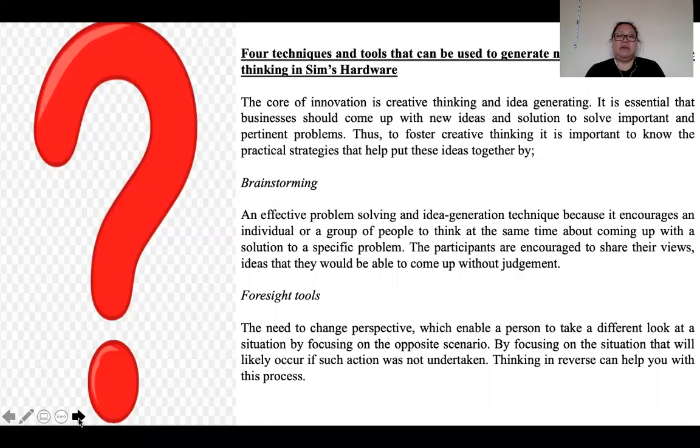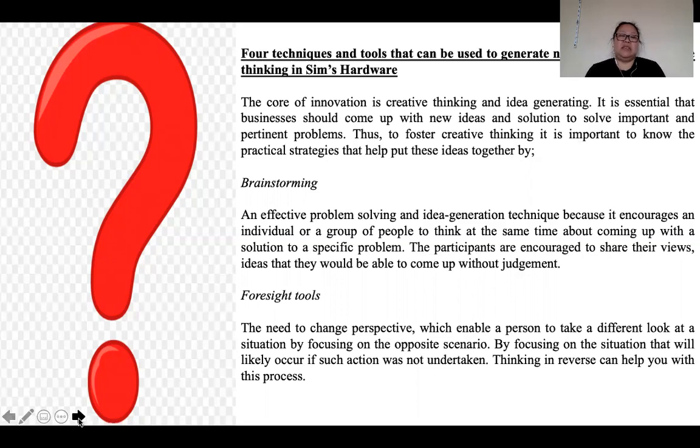Brainstorming, an effective problem solving and idea generation technique because it encourages an individual or a group of people to think at the same time about coming up with a solution to a specific problem. The participants are encouraged to share their views and ideas that they would be able to come up with without judgment.